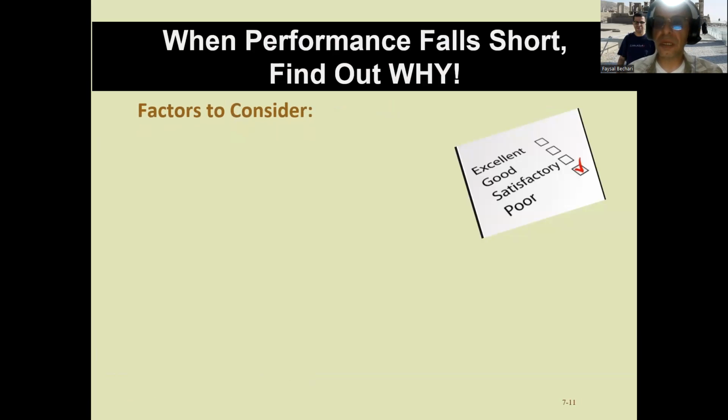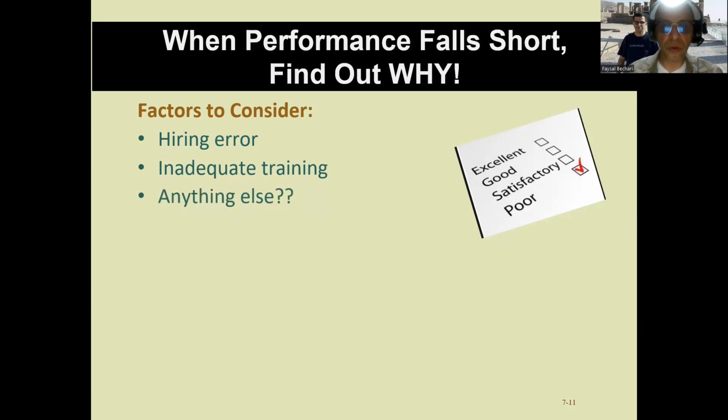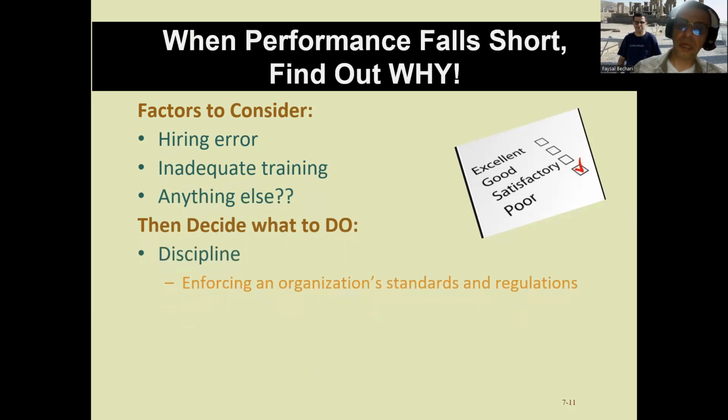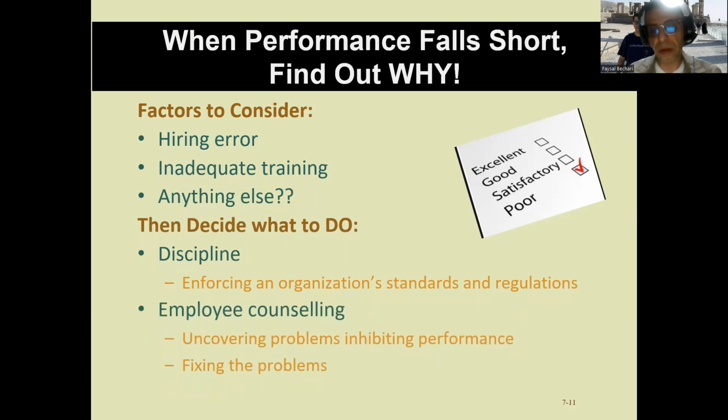Now, when performance falls short, first we need to find out why. The reasons to consider might be that we hired the wrong person, hiring errors, or we did not provide adequate training, or it could be something else. Then we decide what to do. We might enforce discipline, which is enforcing organization standards and regulations, or we do some kind of employee counseling, which is uncovering the problem inhibiting the performance and fixing that problem.